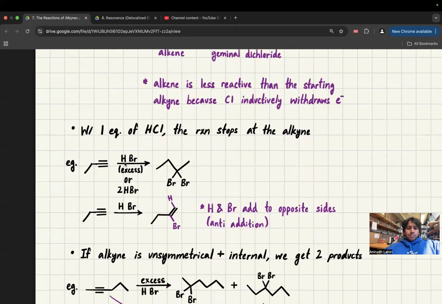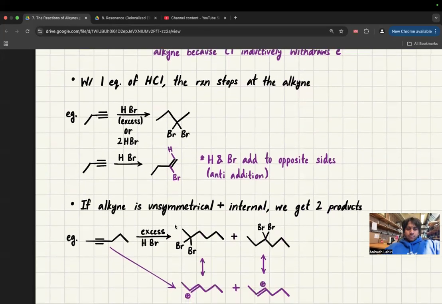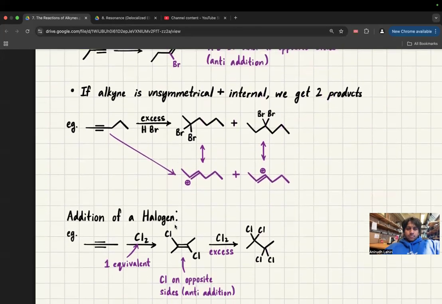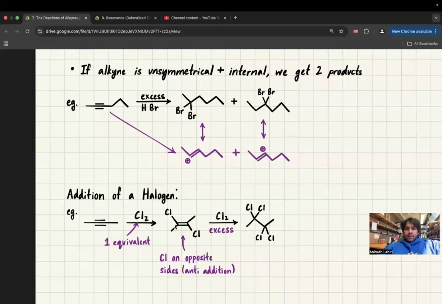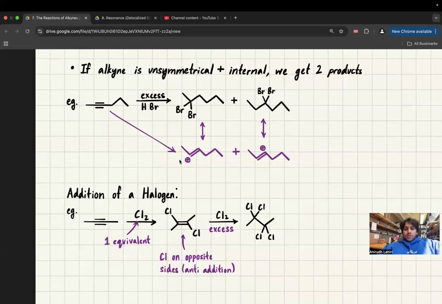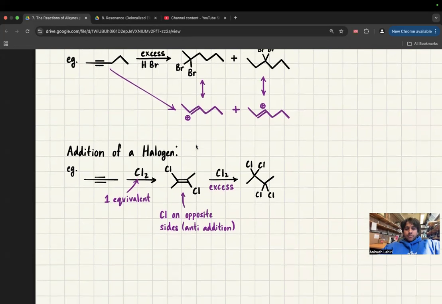With HBr in excess, or 2 HBr, we can add it to the same position twice. With HBr here, we add to opposite sides. Okay, cool. If an alkyne is unsymmetrical and internal, we'll get two different products. We see here that there's no regioselectivity because this is a tertiary spot, this is a secondary spot, and this is a secondary spot. So there's no regioselectivity. There's no region for which it would select.